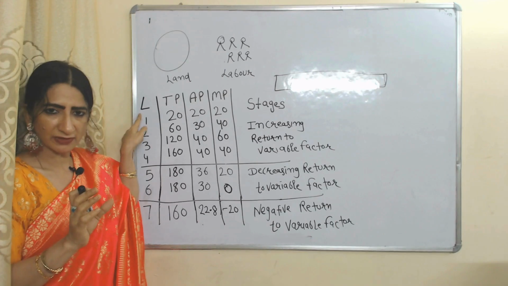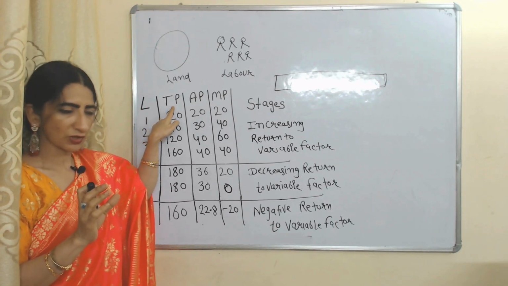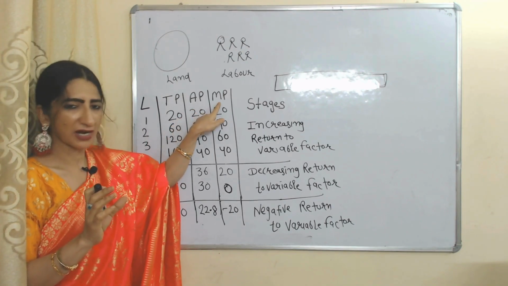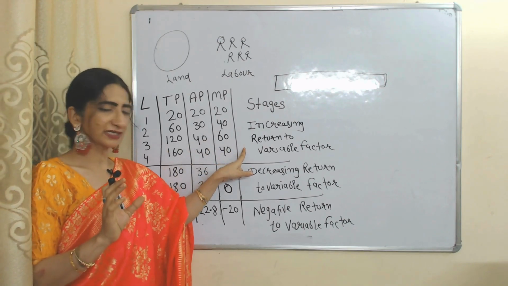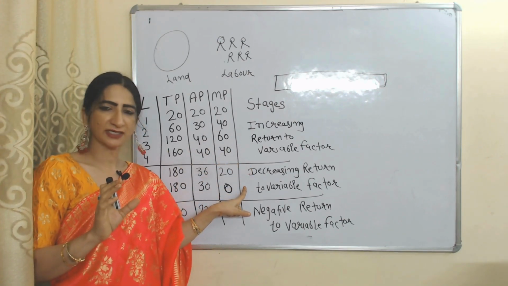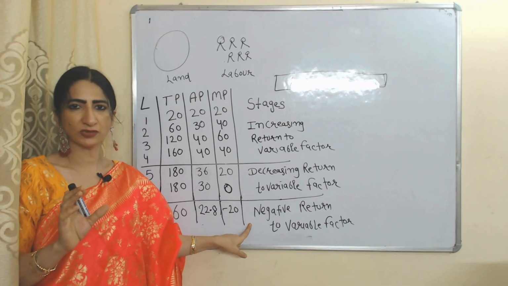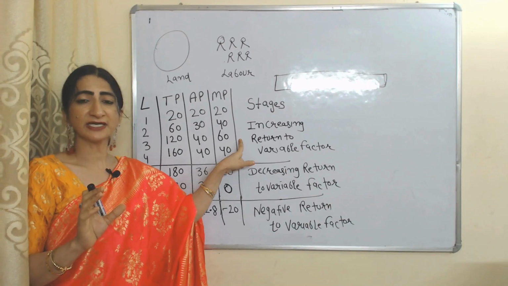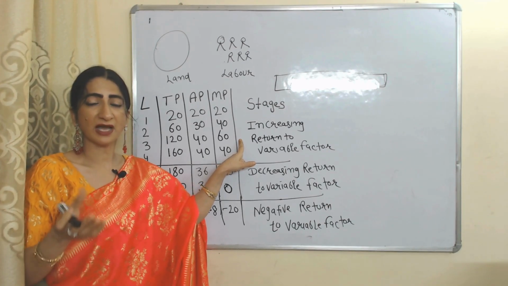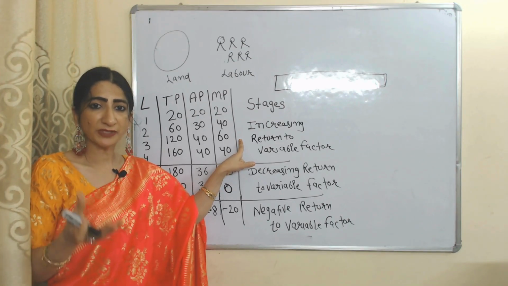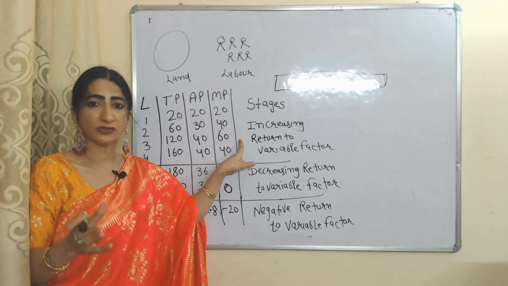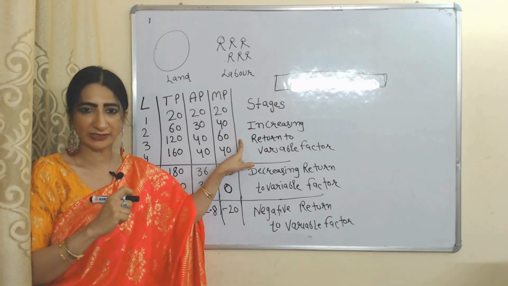In the first column we have labor. This is total product, average product and marginal product. This law is divided into three stages: increasing return to variable factor, decreasing return to variable factor and negative return to variable factor. Increasing return to variable factor means I am receiving more return on my labor. Marginal product of labor is increasing because of proper utilization of the fixed factor, land.